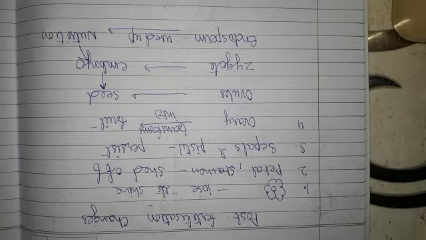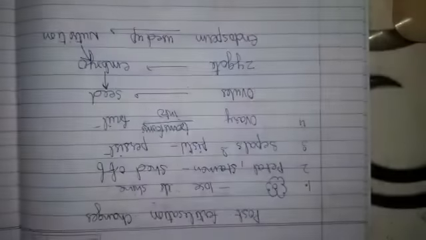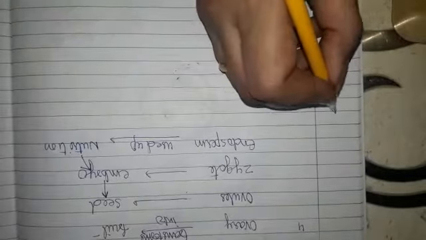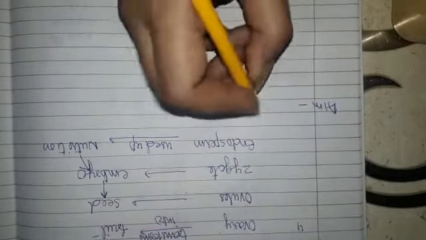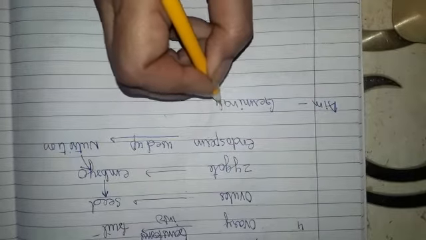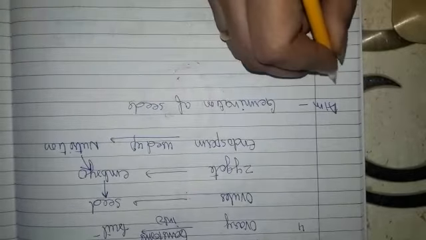Now, the next is germination of seeds. There is an activity 8.7 in your notebook. In this activity, what is done? What is the aim of the activity? Aim of the activity is to study germination in seeds. You can do this at home too. In germination of seeds, then write down the procedure.